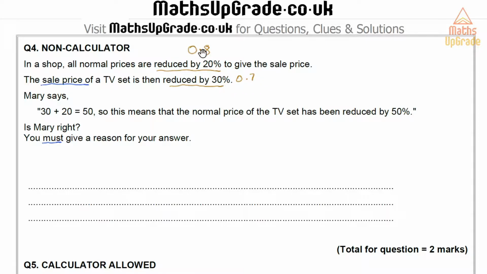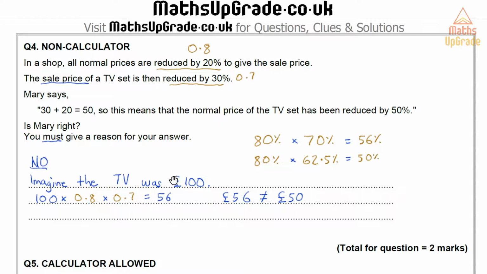So here's our multipliers. I'm now going to apply these to an imaginary value for the TV set. We're not told of a value for the TV set, so let's find an imaginary value, and the easiest value to work with is just £100. So imagine if I had £100, and then finding 0.8 of it and finding 0.7 of it. This would be the same as finding 0.56, so the TV would now be worth £56. Since 56 is not equal to 50, we know that Mary was incorrect.